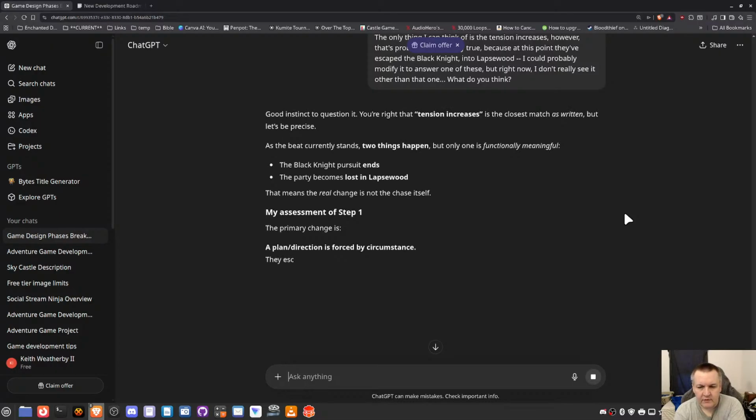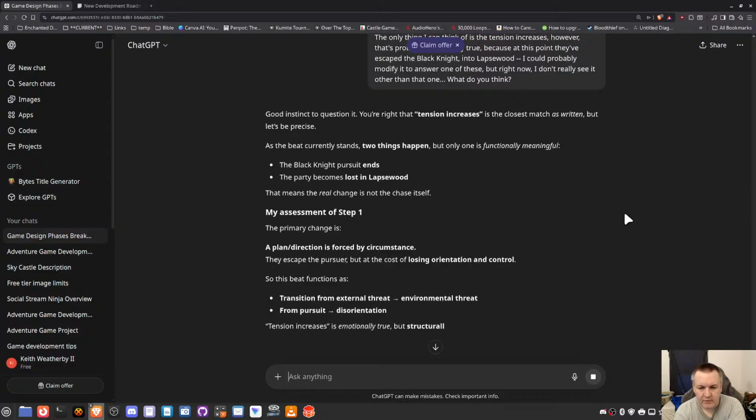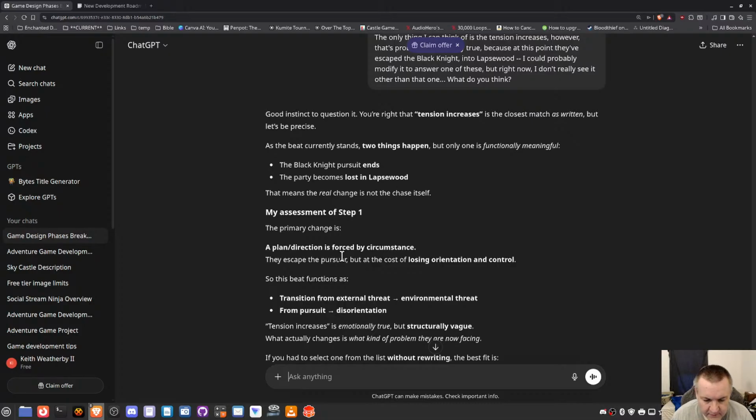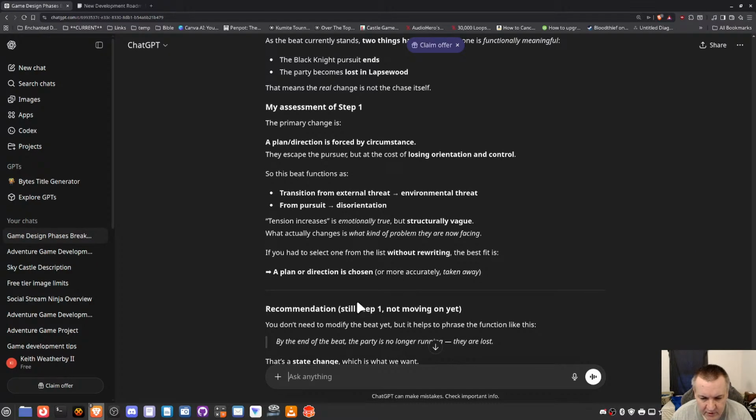As the beat currently stands, two things happen, but only one is functionally meaningful: the Black Knight pursuit ends, and the party becomes lost. That means the real change is not the chase itself. The primary change is plan and direction forced by circumstance. They escape the pursuer, but at the cost of losing orientation and control. So this beat functions as a transition from external threat to environmental threat, from pursuit to disorientation. Tension increases is mostly true, but structurally vague. What actually changes is what kind of problem they're now facing. If you had to select one from the list without rewriting, the best fit is a plan or direction is chosen, or rather, taken away.